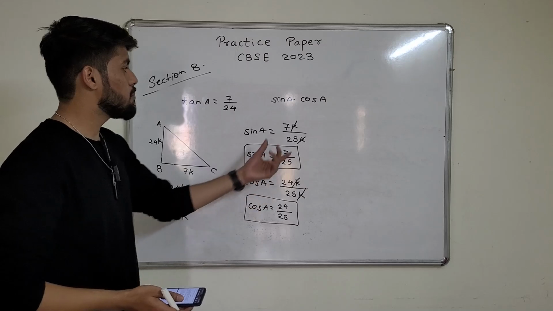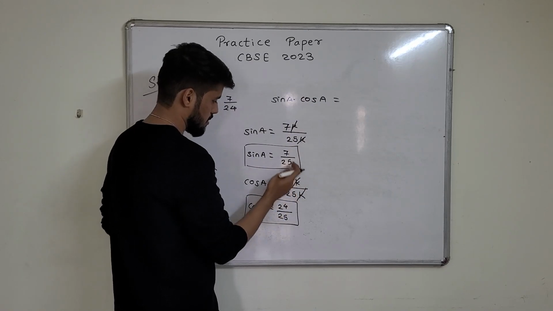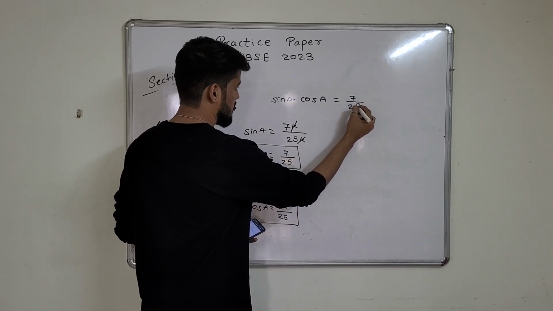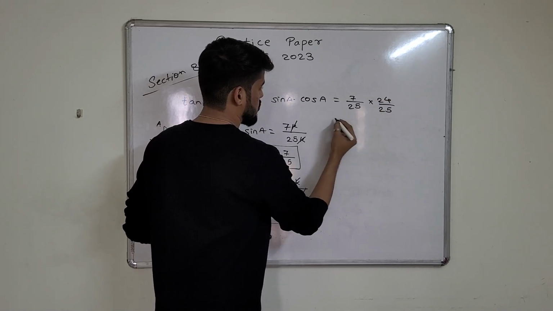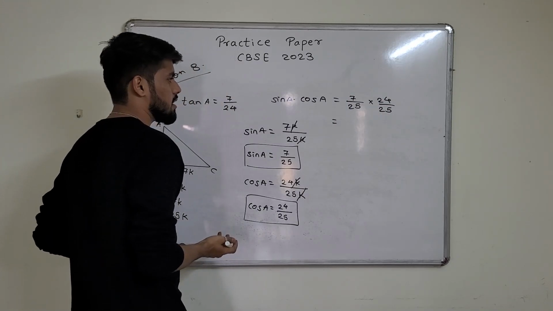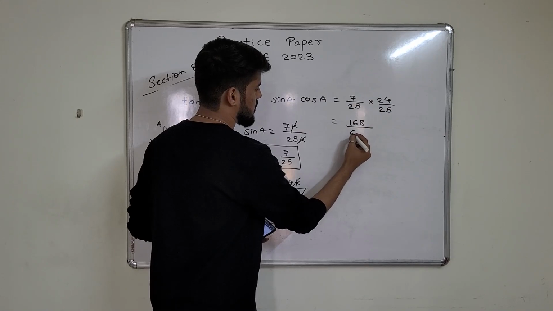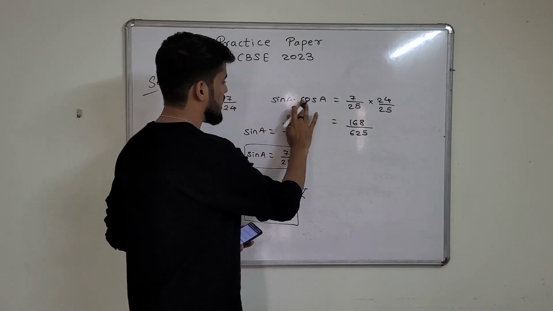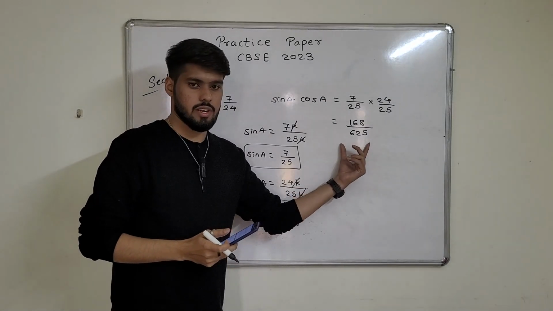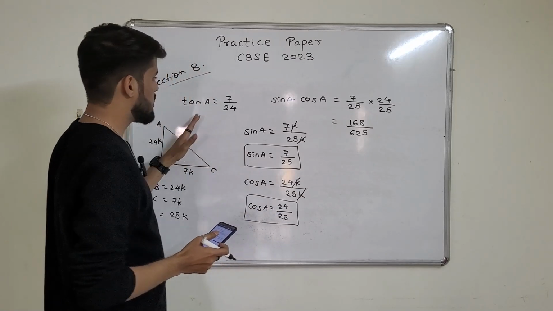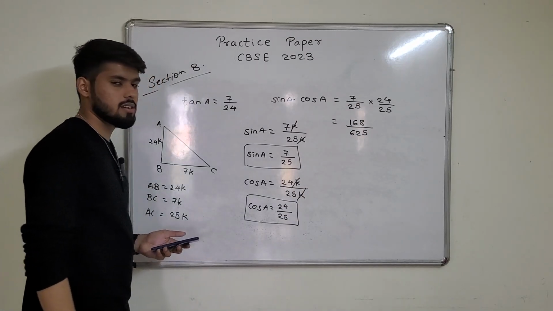Okay, we need to find the product of these two. So therefore sine A into cos A is nothing but 7 upon 25 into 24 upon 25. So we get 7 into 24 is 168 and 25 into 25 is 625. So we got sine A into cos A is nothing but 168 upon 625. So just present your paper neatly. After this, boxing the answer and all that, you can look at in the presentation.